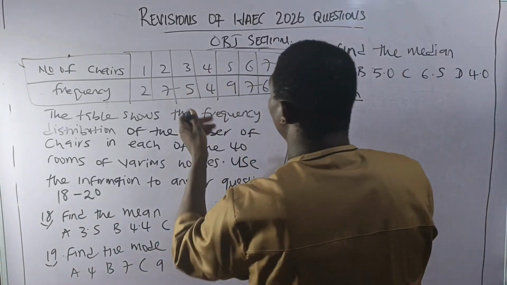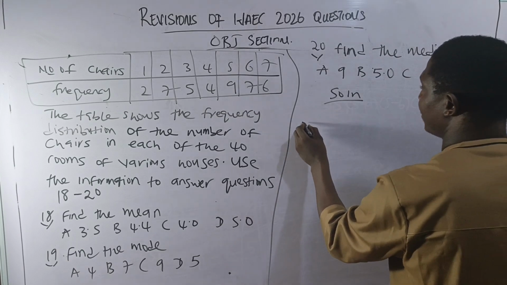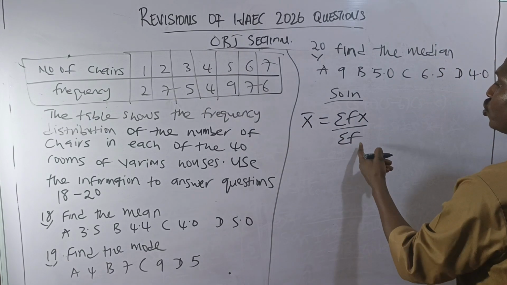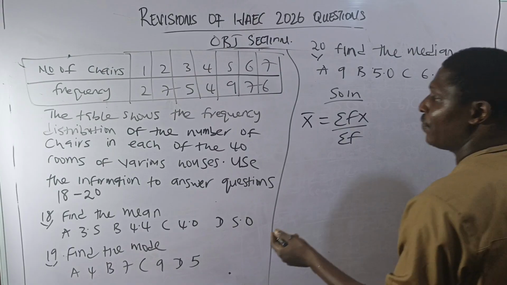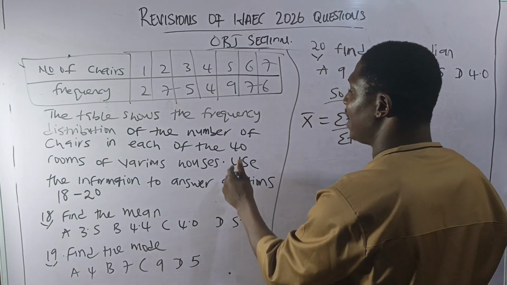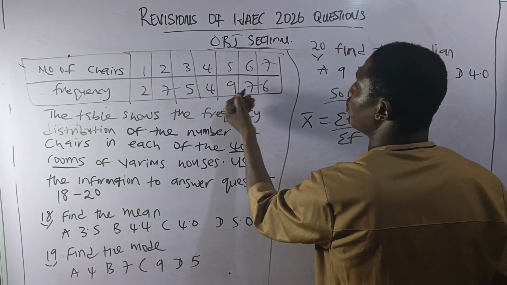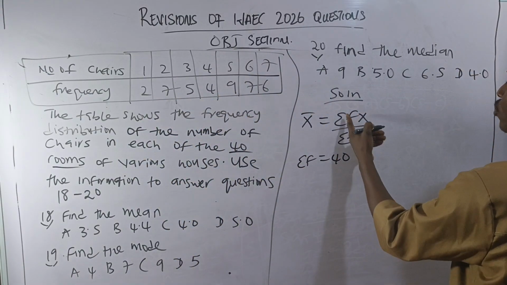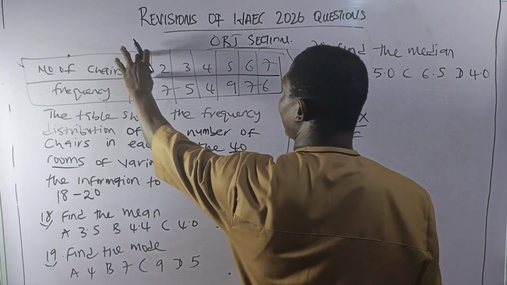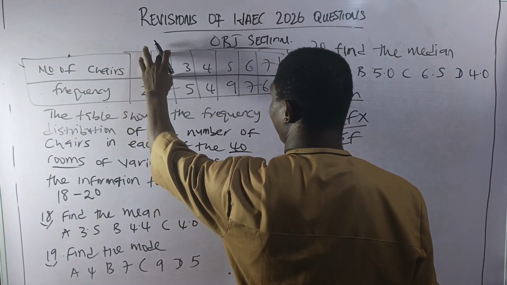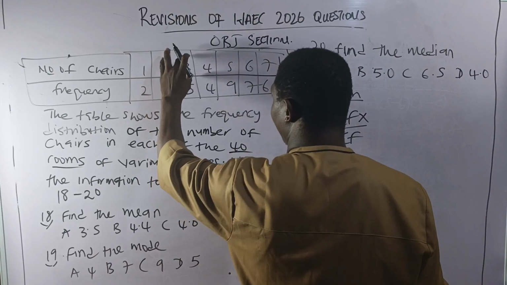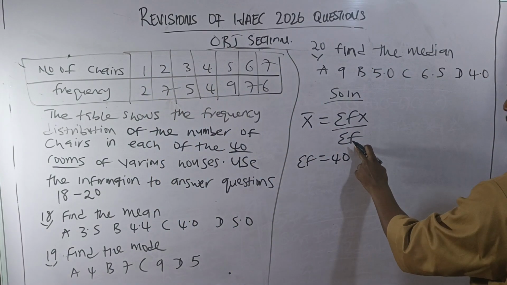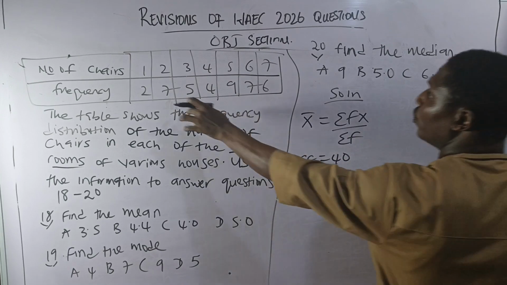Since this is a tabular form, we simply get our mean by saying x bar is equal to summation fx all over summation f. Summation f is already the frequency, and the frequency has already been told indirectly as what? 40 rooms. Summation of all the frequency will give you 40. So summation f is equal to what? 40. Summation fx is simply x times f plus x times f plus x times f. So we've gotten our denominator as summation f to be what? 40. So we do this.